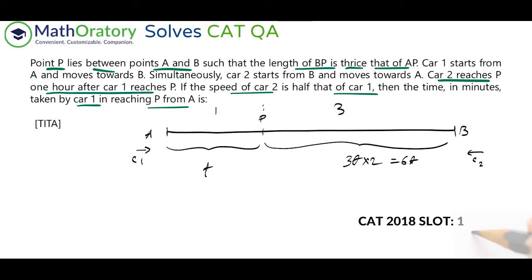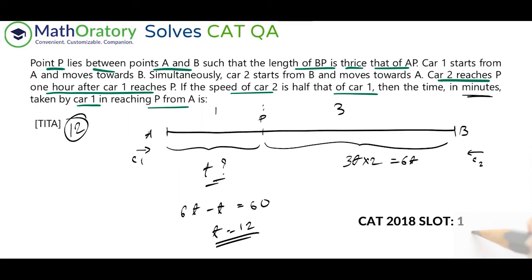Now, what we know is that the traveling time is 1 hour more for car two than for car one, right? So we know the difference, 6t minus t, is 1 hour, but we need the time in minutes. So I'm just writing 60 minutes for this. So what you get is 5t is 60. So t is equal to 12 minutes. So that was the requirement, by the way, find the time t in minutes. So the answer here is 12.